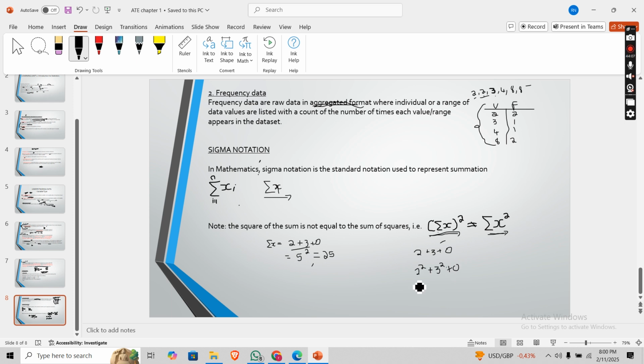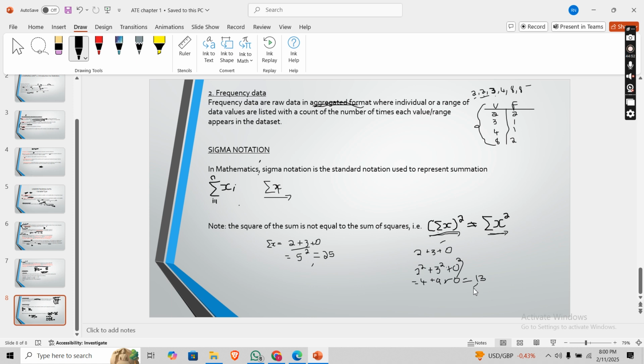Plus 0. Okay, so this will be equal to 4 plus 9 plus 0. Okay, 0 to the power 2 is equal to 0, plus 0. So this will be equal to 9 plus 4, which is 13.